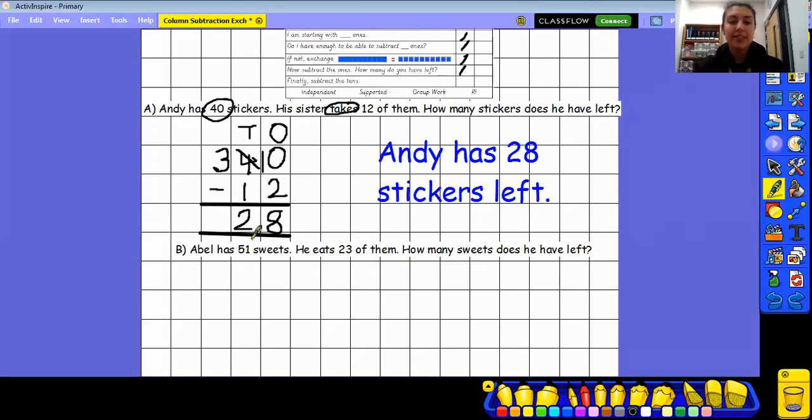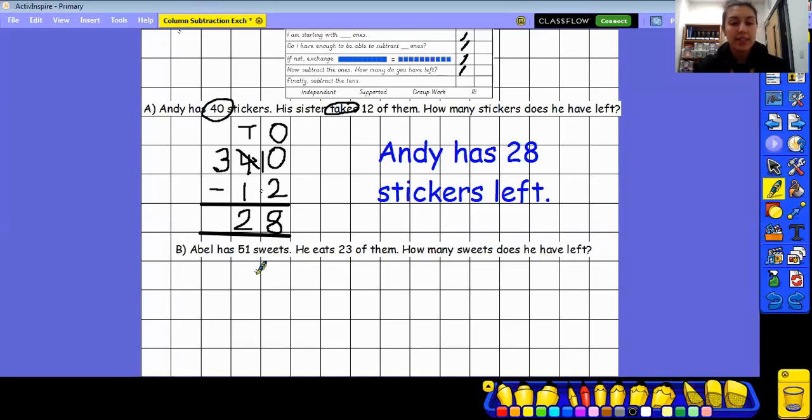Well, Abel is starting with 51 sweets. He eats 23 of them. So is the amount of sweets that Abel is starting with increasing and getting bigger, or decreasing and getting smaller? That's right, the number of sweets Abel starts with is getting smaller because he eats them, they're going away.